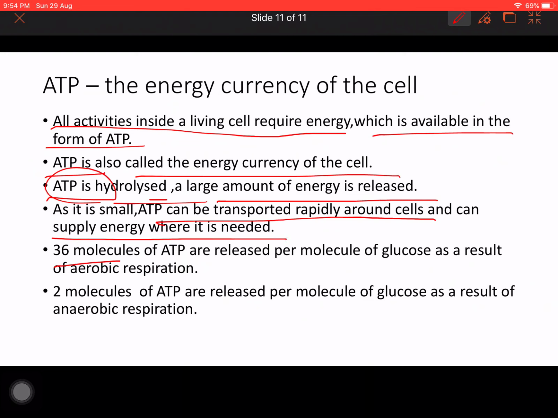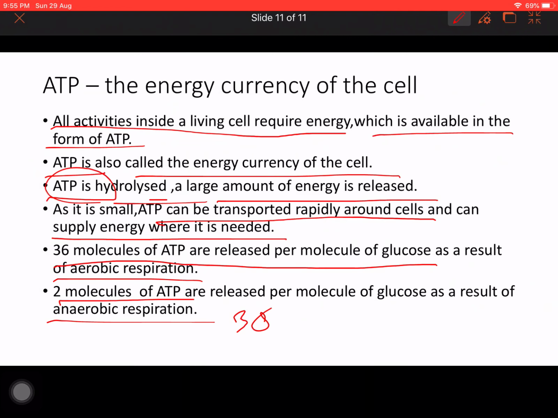So 36 molecules of ATP are released per molecule of glucose as a result of aerobic respiration. 2 molecules of ATP were released as a result of anaerobic respiration. So total 38 molecules of ATP are released. So keep in mind that this respiration process gives you 38 molecules of ATP per molecule of glucose. Okay, so keep it clear in your mind.